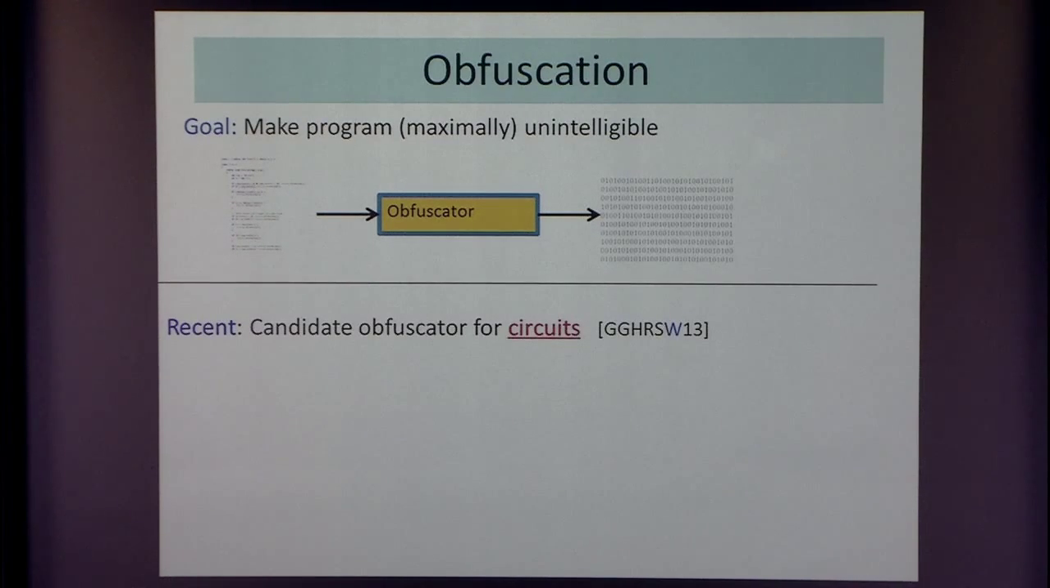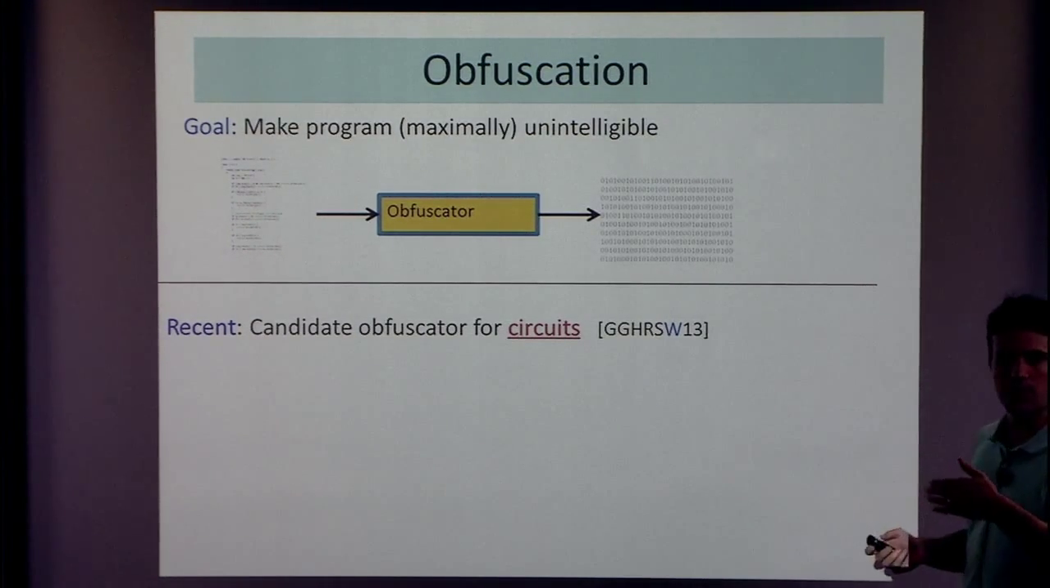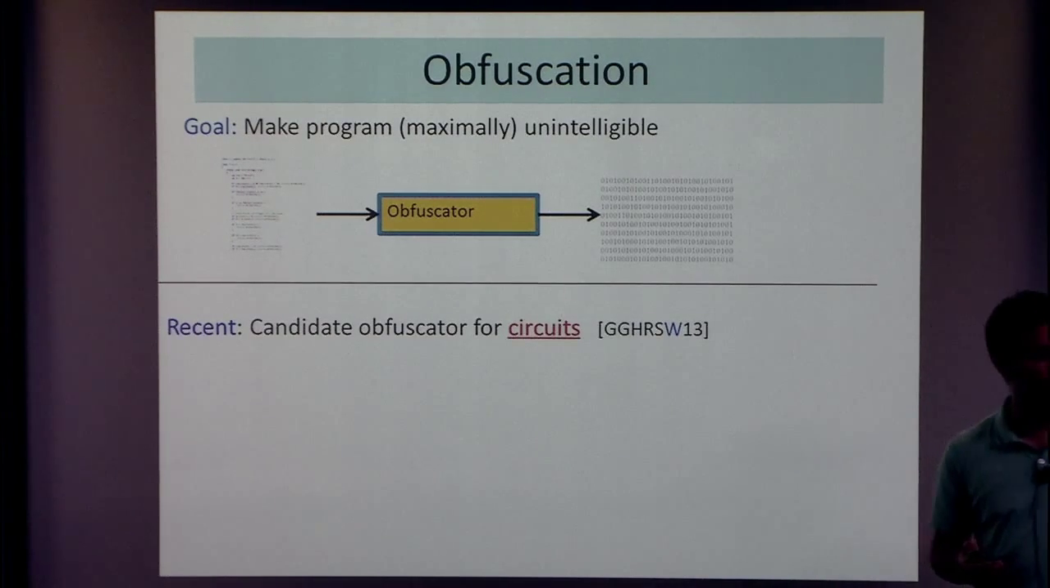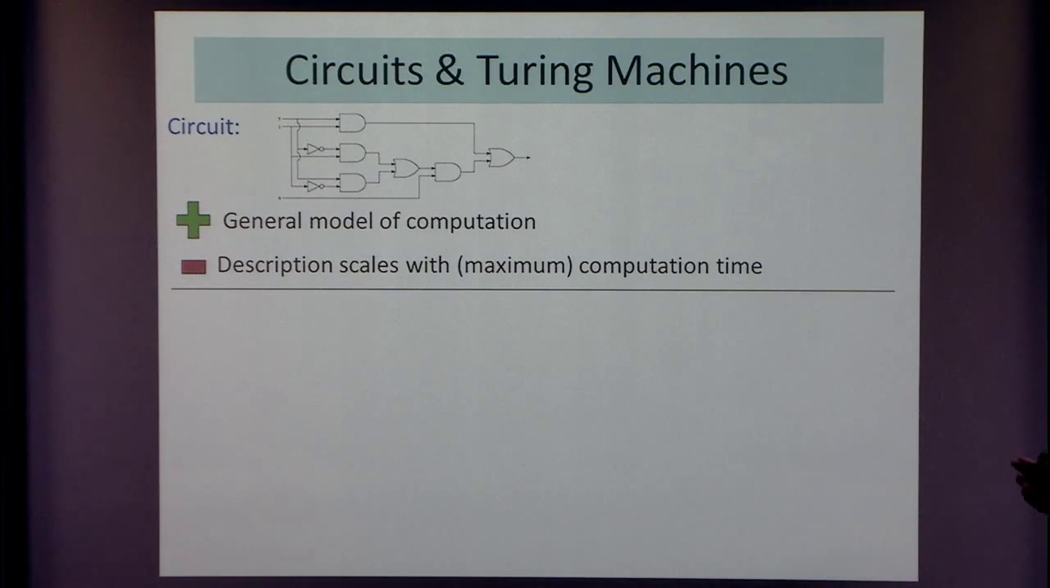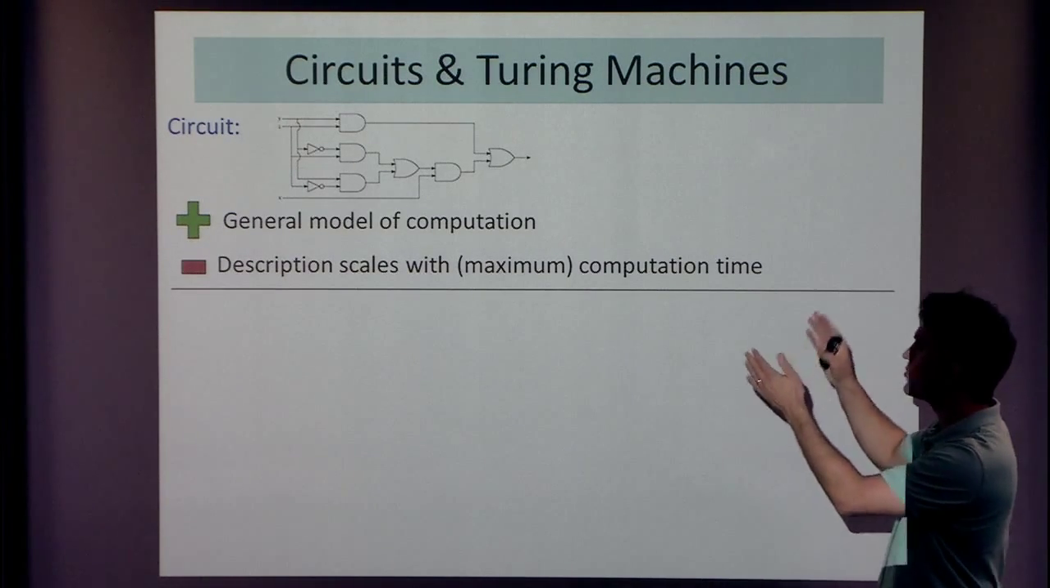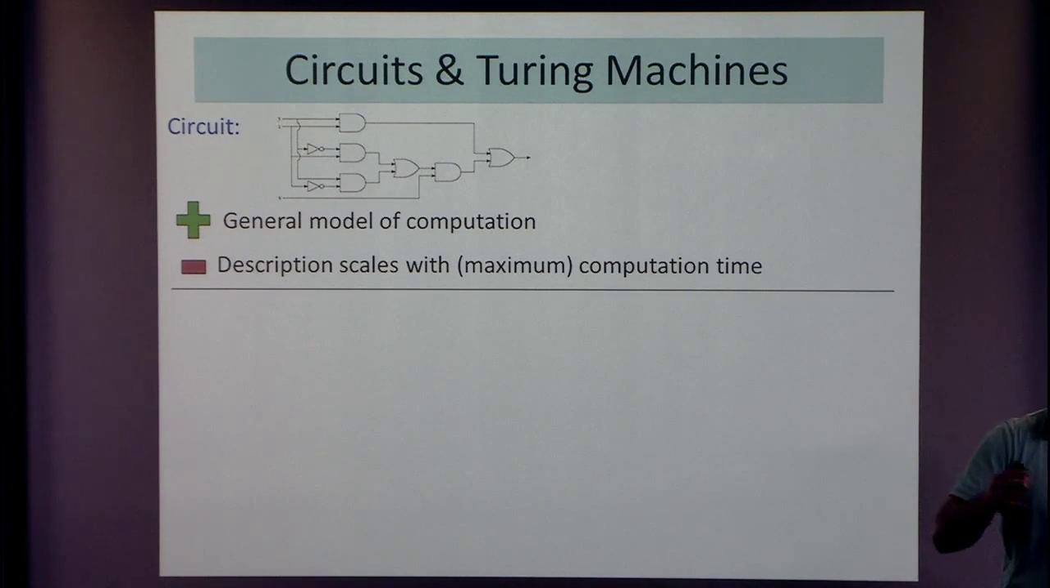Okay. So it's been a long time coming, but now we are at the point where we have, in 2013, the first viable candidate for general purpose obfuscation from the GGH RSW paper. And here we were able to do it for obfuscating any polynomial size circuits. Circuits are great because they're a general model of computation, and we can, in some sense, do everything with them. But the main drawback with the model is that the description size of a circuit will scale with the maximum time it takes to compute a function.